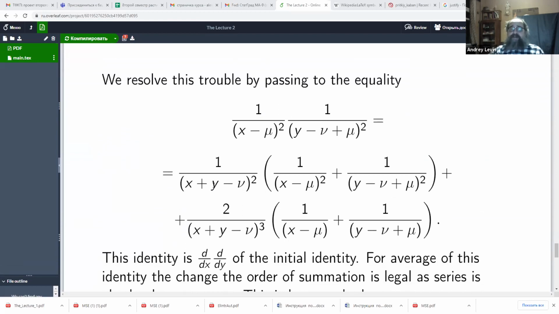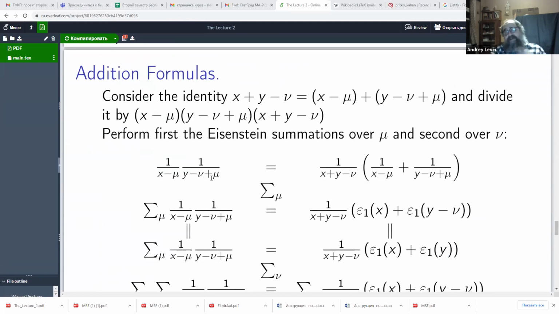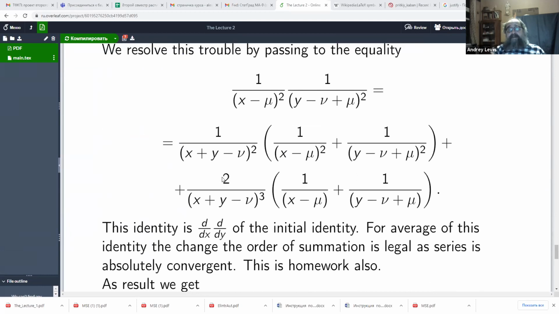This is just differentiation by x and y of the original one, of the first one here. But now, if I try to work with this formula, then it works, because this series converges absolutely, and I can change the order of summation, but I get a much worse formula. There are a lot of other beautiful formulas, and in the book of Weil, some of them are written. But I want to deduce something which is important for me.